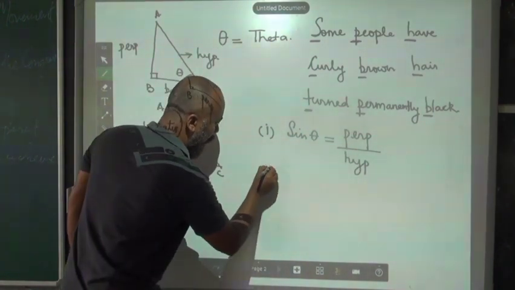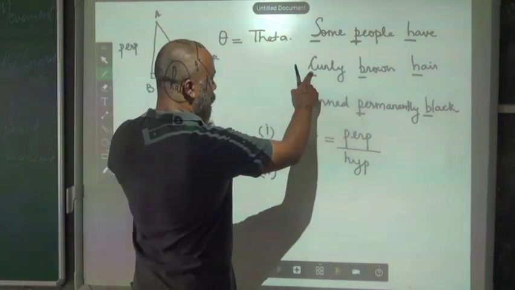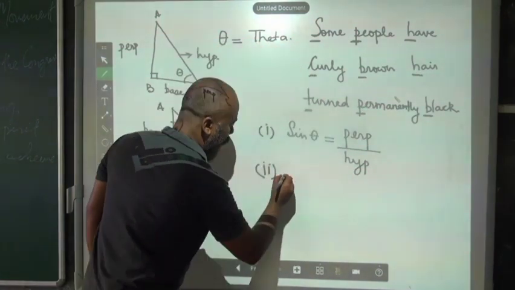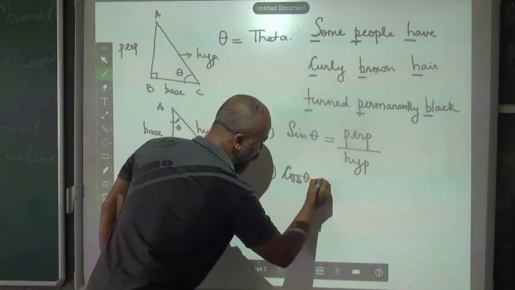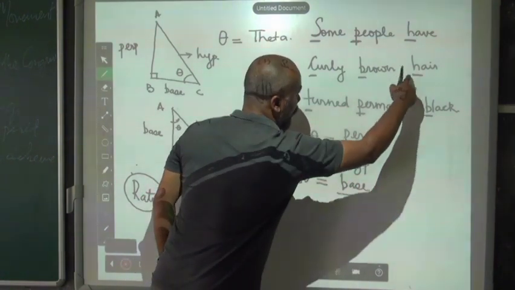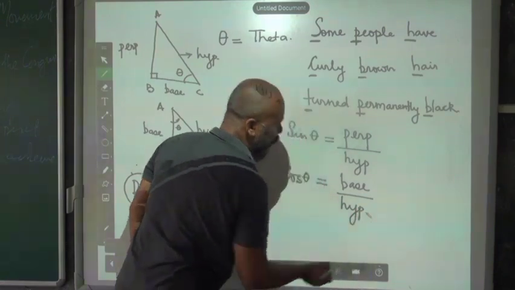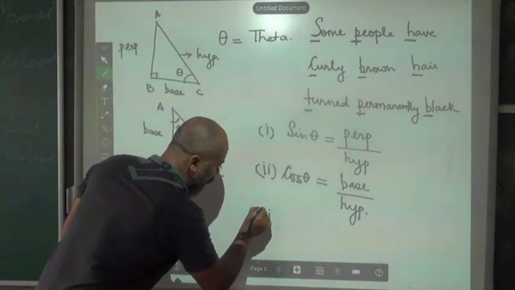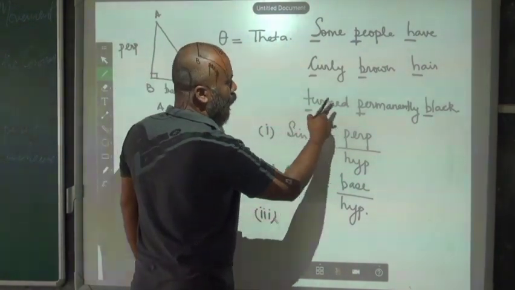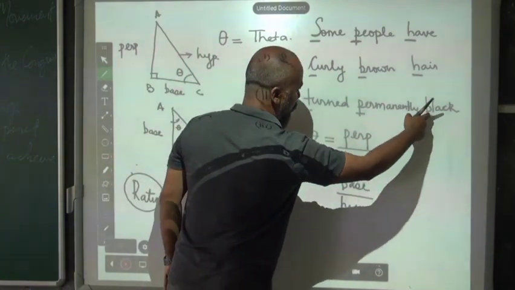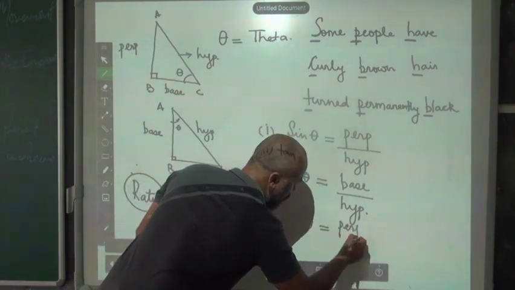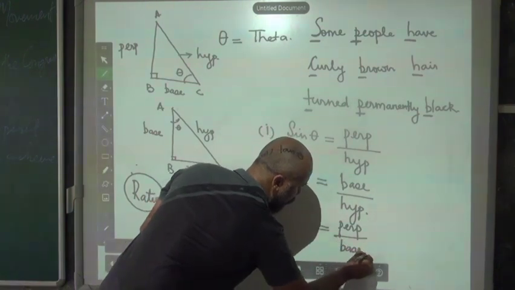Similarly, if you go to the second line, it gives us C for cos, B for base, H for the hypotenuse. So we get cos theta is equal to base upon the hypotenuse. Fair enough? And the third one, which is your T, stands for tan or tangent. So tan theta is equal to perpendicular divided by the base. So tan theta is equal to perpendicular upon the base. So I hope this is clear.